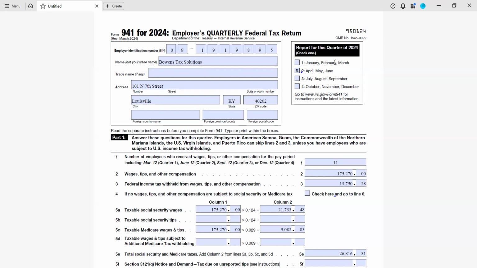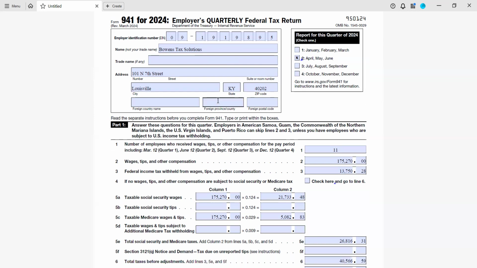Now, with this form, because it is quarterly, you use the same PDF form for each quarter. So it's important that you indicate here which quarter this is for. So we're in second quarter right now, so that's why I have this box checked here for second quarter, which is going to be the payroll for April, May, and June. All right.